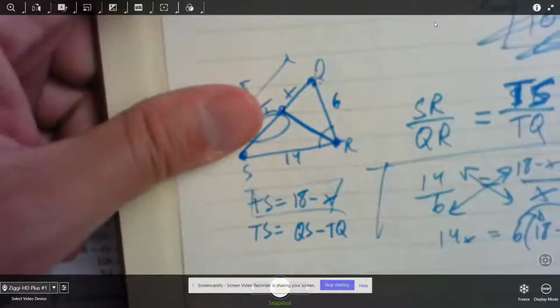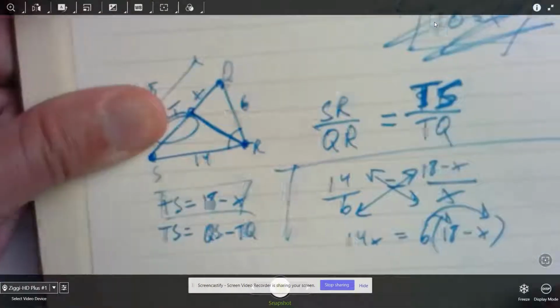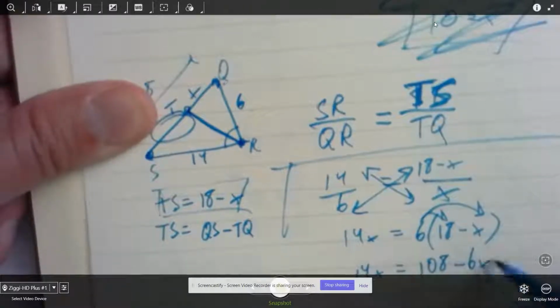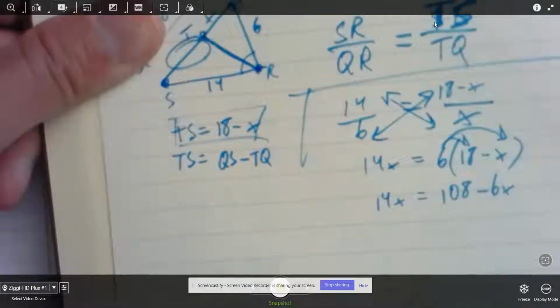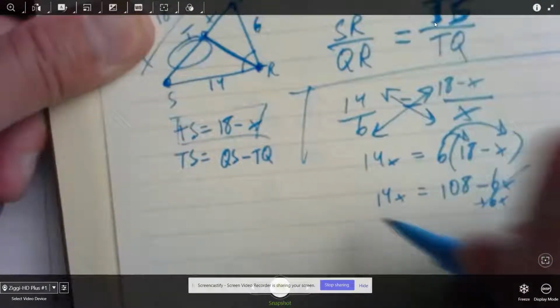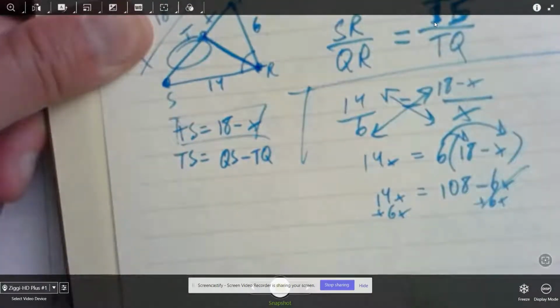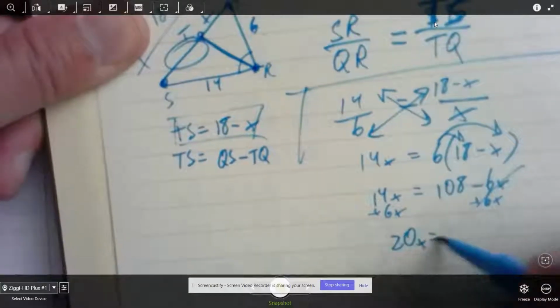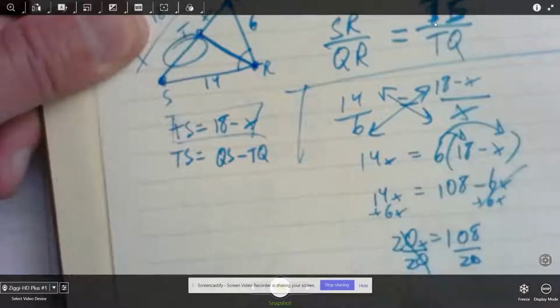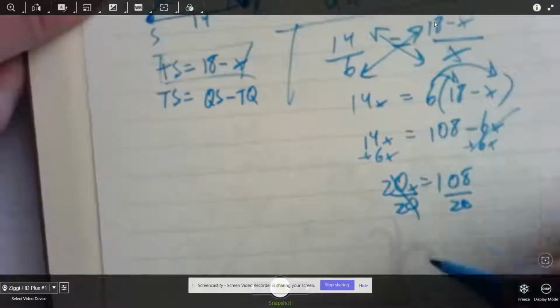That should be 108. So 14x equals 108 minus 6x. Okay, off to a good start so far. And then we're going to add 6x to both sides, so that way I can have all my x's on one side. I have 20x is equal to 108. Then I will divide both sides by 20 to solve for just x. X will be equal to 5.4.